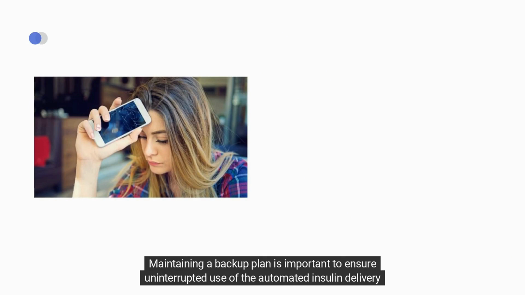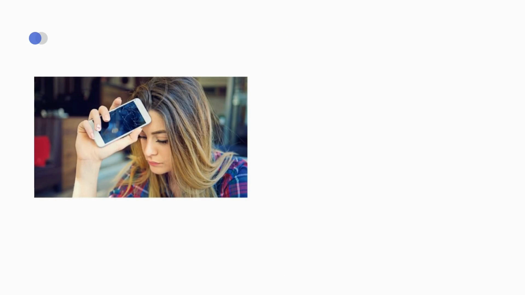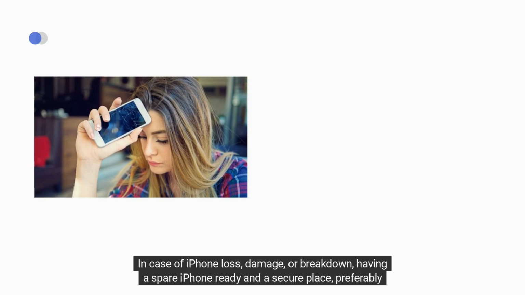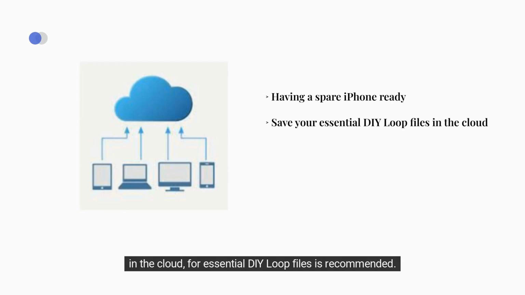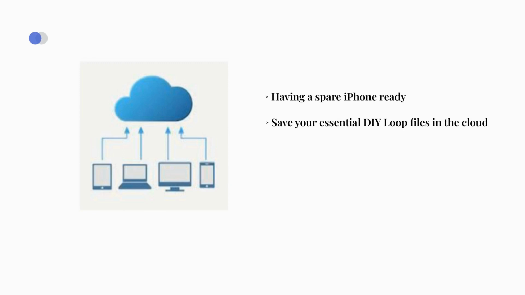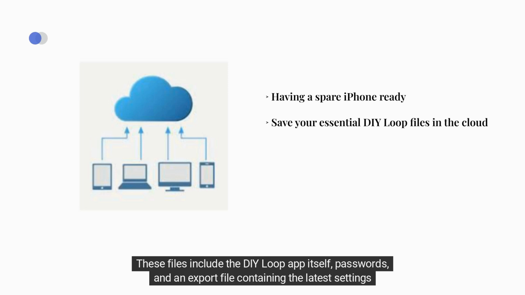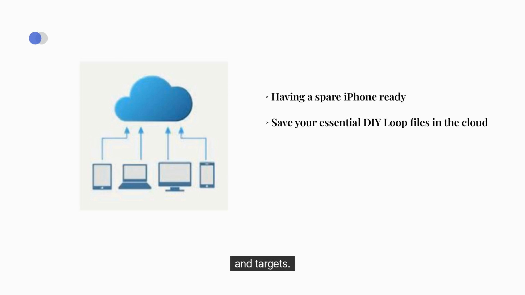Maintaining a backup plan is important to ensure uninterrupted use of the automated insulin delivery system. In case of iPhone loss, damage, or breakdown, having a spare iPhone ready and a secure place, preferably in the cloud, for essential DIY Loop files is recommended. These files include the DIY Loop app itself, passwords, and an export file containing the latest settings and targets.